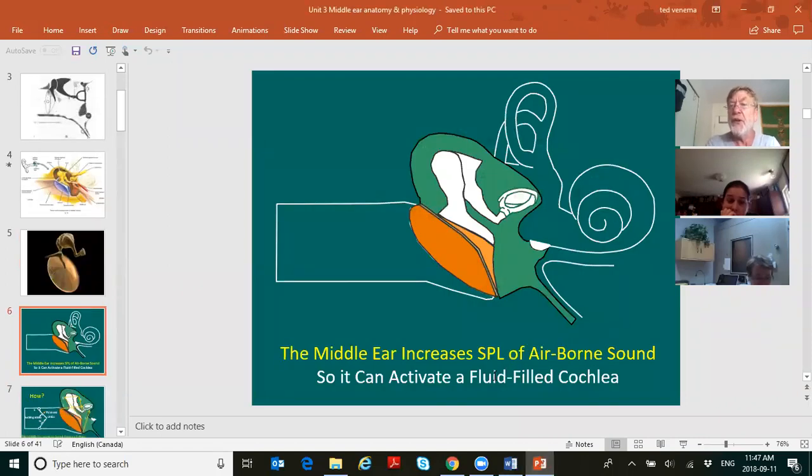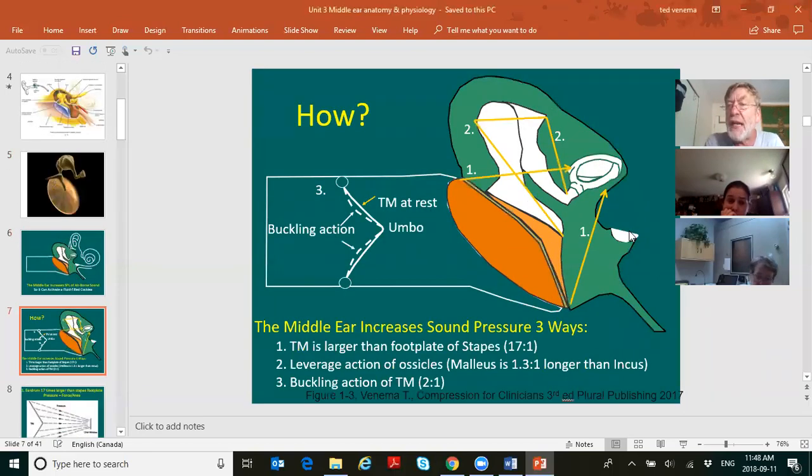Middle ear increases the sound pressure level of airborne sound so that it can activate a fluid-filled cochlea. So this is all the middle ear. The cochlea is filled with fluid. What are these guys? Those are your balance organs. We'll cover that later. So anyway, you're looking at the 3 ways in which it does so. I put a 1, 2, and 3.